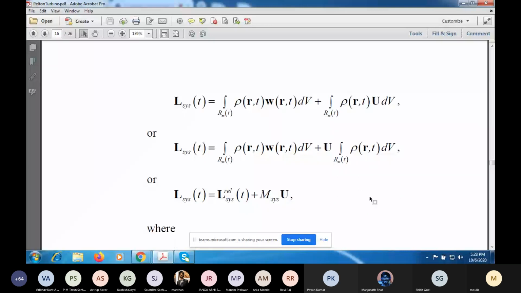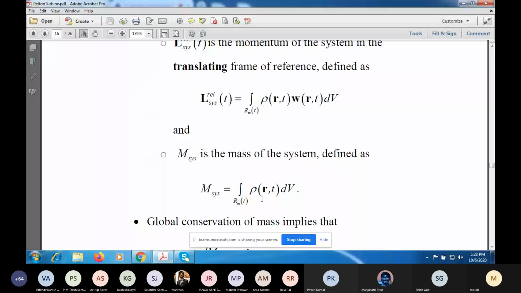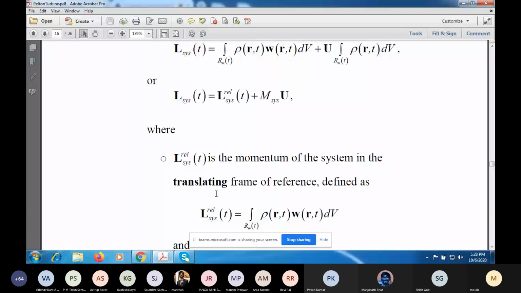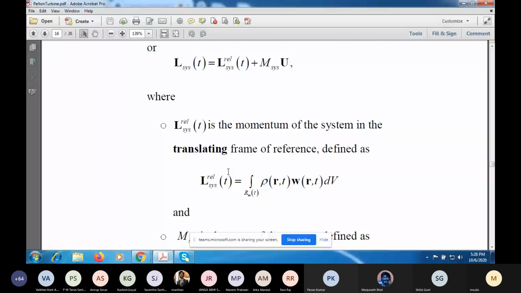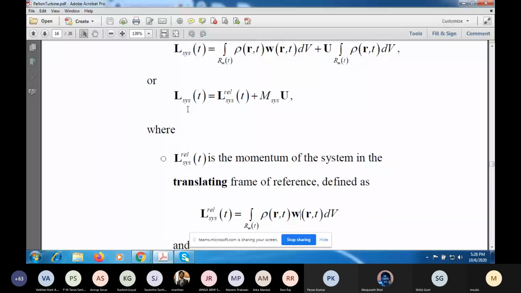Okay. And you recognize that the integral of rho dV over the material region is nothing but the mass of the system, which I'm calling M with the subscript SYS. And this other quantity here you can call the relative momentum, L system with the superscript REL, which is the momentum as seen by an observer in the translating frame. So instead of the absolute velocity V, we just have W over here. So then it's convenient to write the absolute momentum as the relative momentum plus mass of the system times U. So the rate of change.